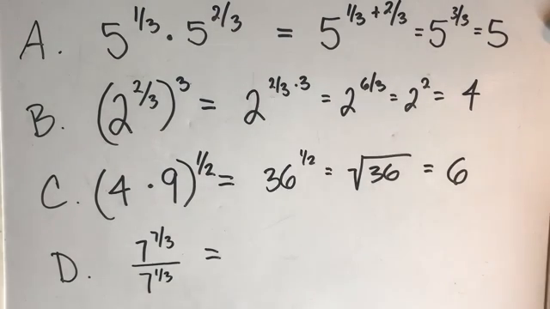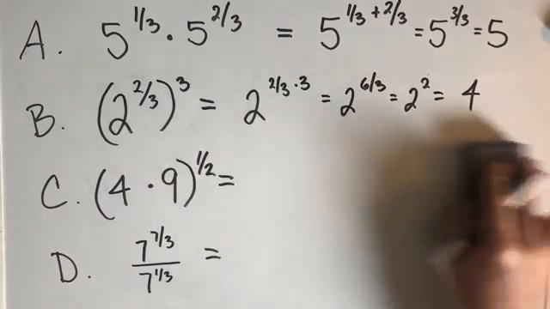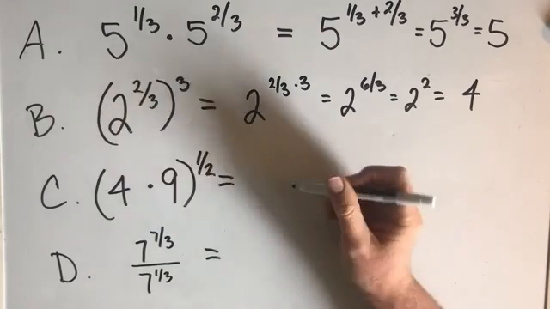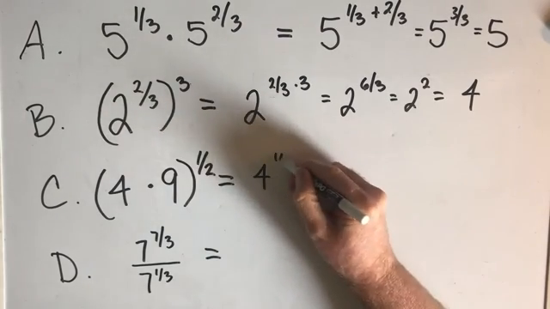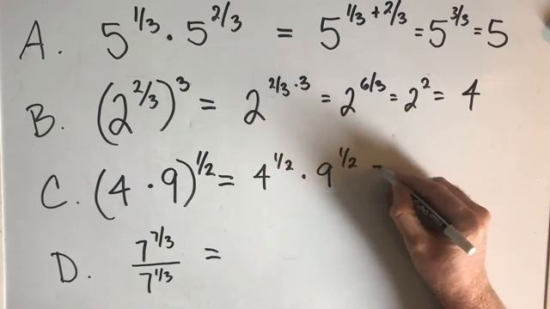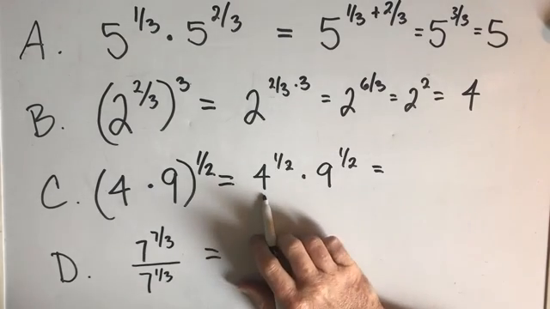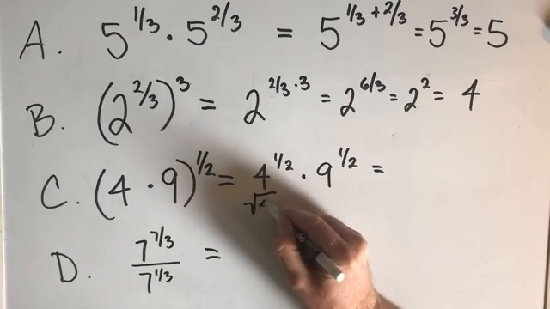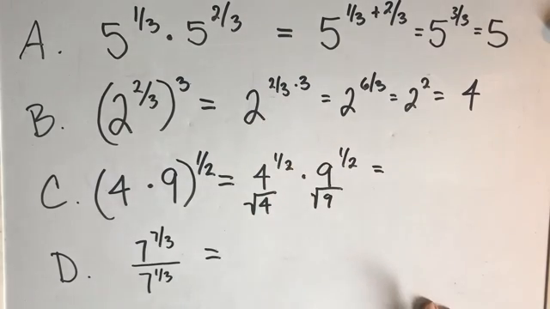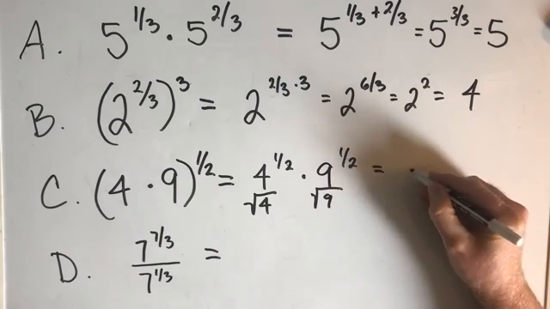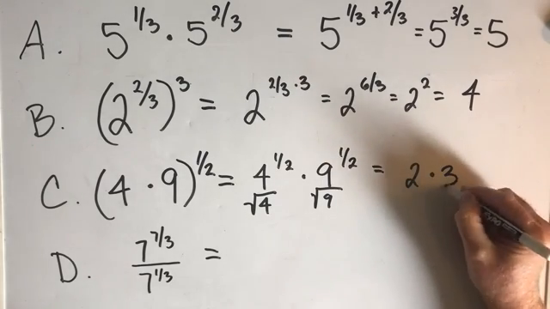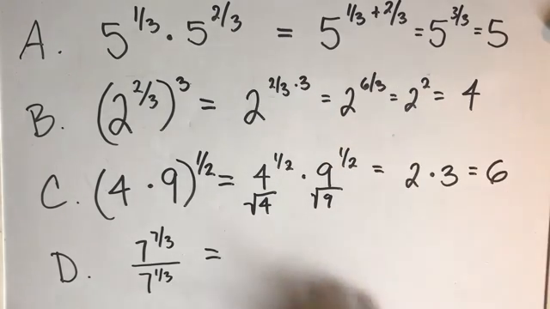But there's also another way to think about this. Everything in here can be broken up. You can take the 1/2 power of both of them. So you could take the 1/2 power of 4 times 9 raised to the 1/2 power. Well, what's the 1/2 power of 4? Isn't that the square root of 4? And the 1/2 power of 9 is the square root of 9. The square root of 4 is 2, times the square root of 9, which is 3, and the answer is 6.